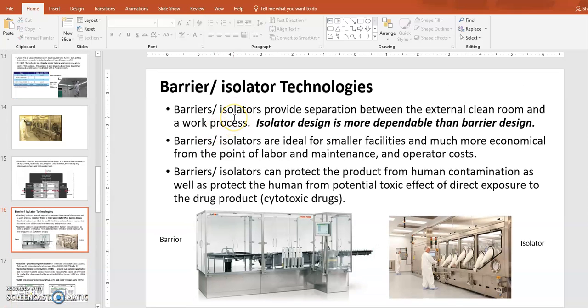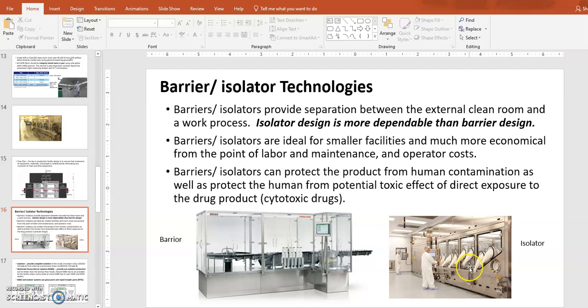And barrier isolator technology is very important because the clean room itself is not enough. When you fill your sterile drugs, you have to create the cleanest environment, a Grade A area. So you need to have barriers or isolators inside of a clean room. That will give you a separated space where a very clean operation will take place. So isolator design is more dependable than barrier design. What's the difference? This is a barrier and this is an isolator.